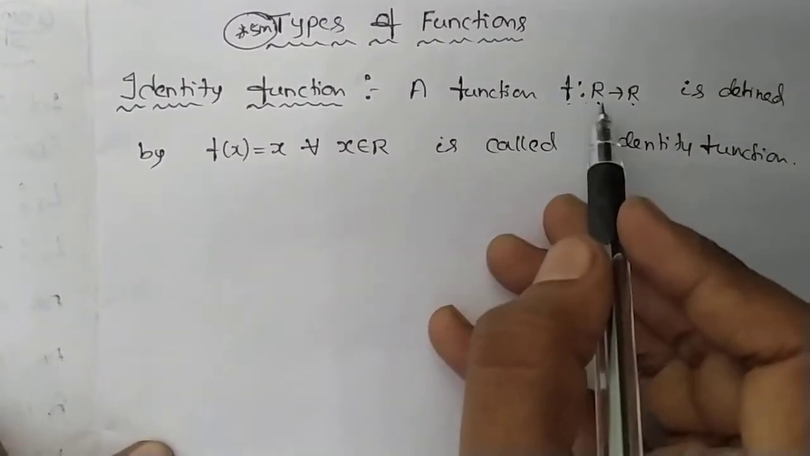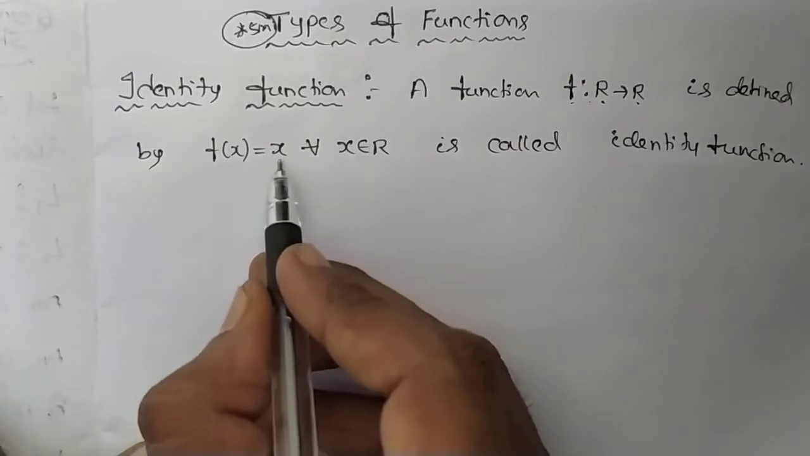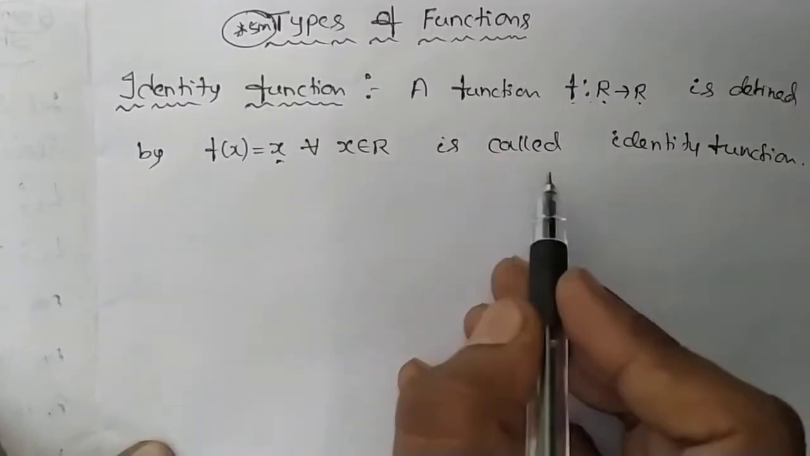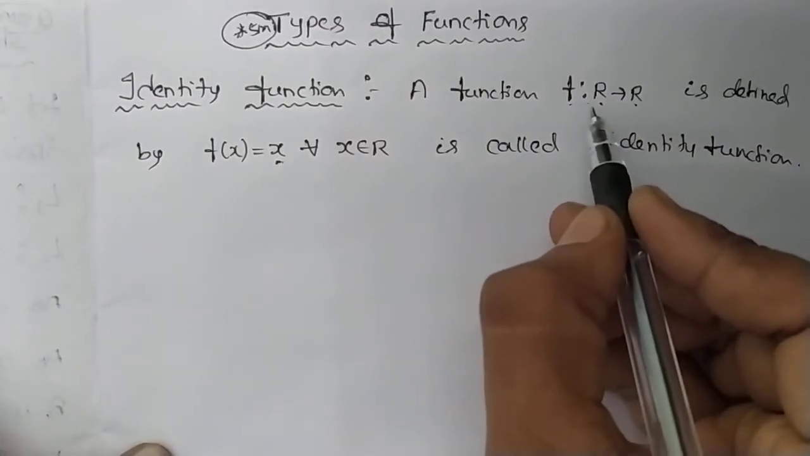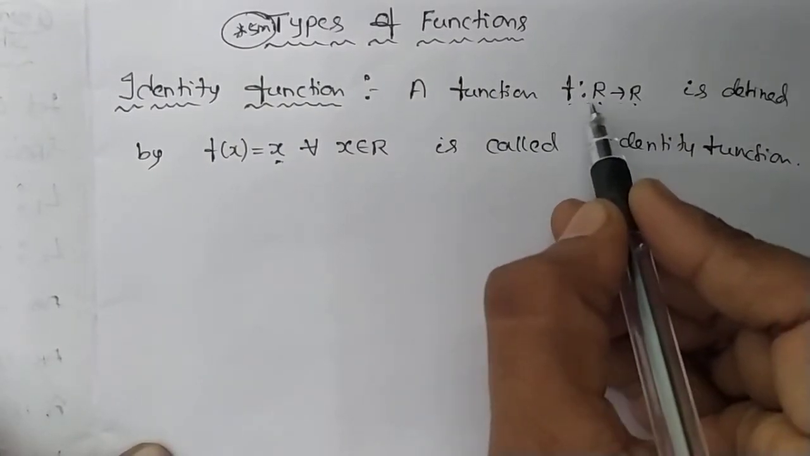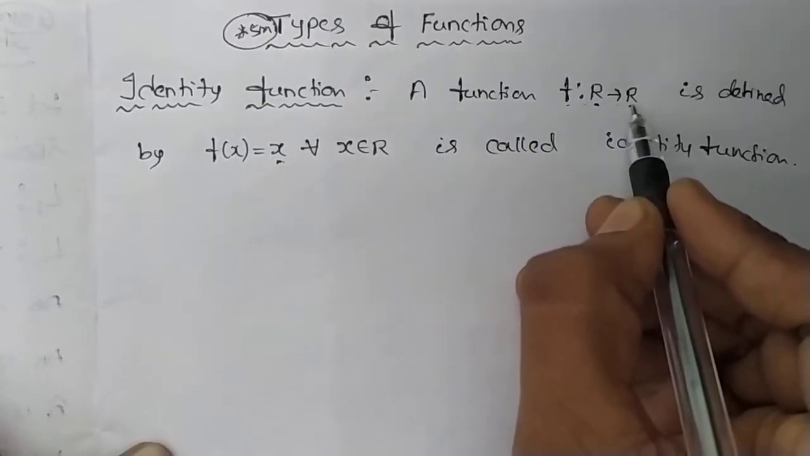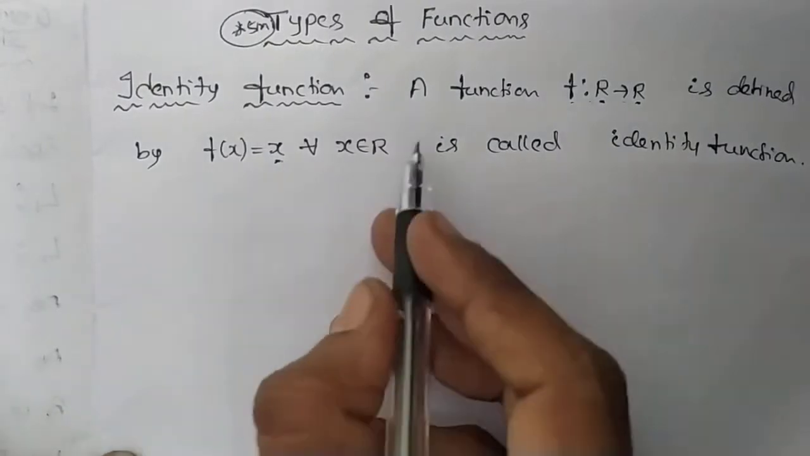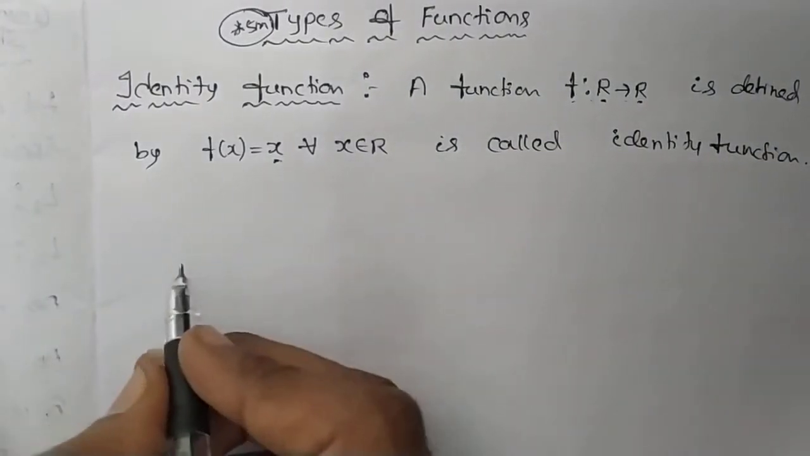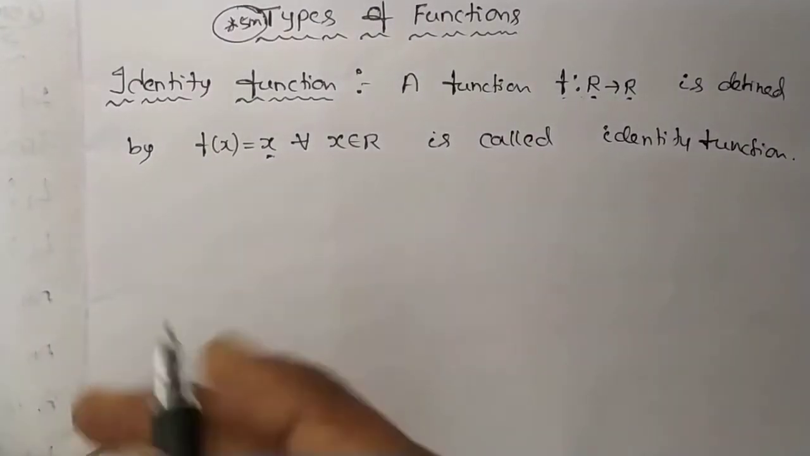A function f from R to R is defined by f of x equals x, where x is a real number, is called an identity function. You just observe here we have a function f from R to R. R is the domain, R is the codomain. What about the range? We will discuss later. It is the definition of a function. Let us draw a graph of an identity function.